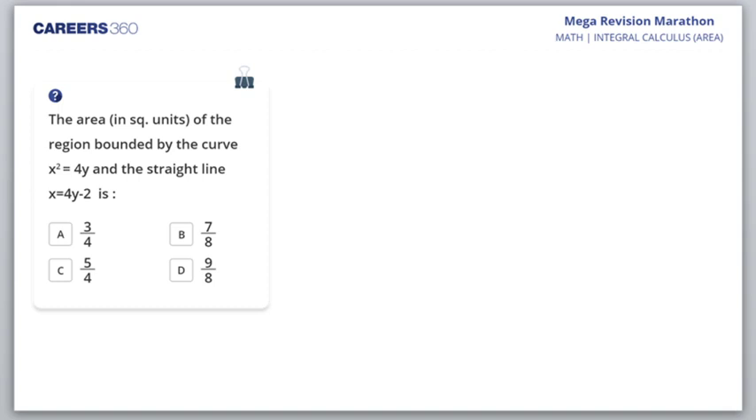Okay. So area in square units of the region bounded by the curve x square is equal to 4y, and the straight line x equal to 4y minus 2. Solve it. So there is a straight line, there is an upward parabola. It's a simple question, it seems. Do it. I want a quick answer for this.